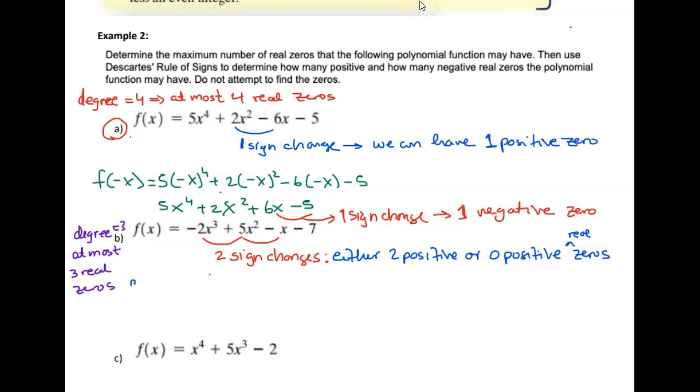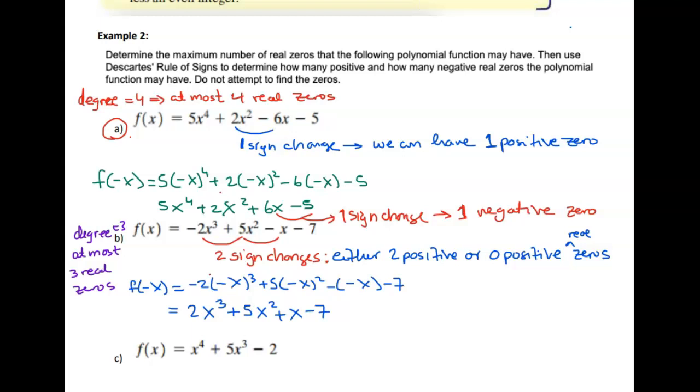All right, let's look at f of negative x, and that will tell me the possibilities for negative zeros. So negative 2 times negative x cubed plus 5 times negative x squared minus negative x minus 7. Simplify. So because this is odd, the negative comes out. So positive 2x cubed. This is even exponent, so the negative gets absorbed. 5x squared plus x minus 7.